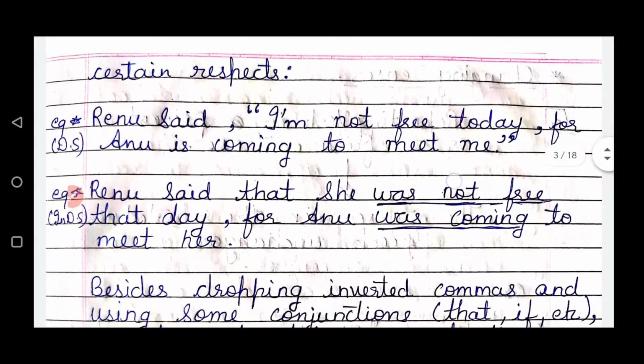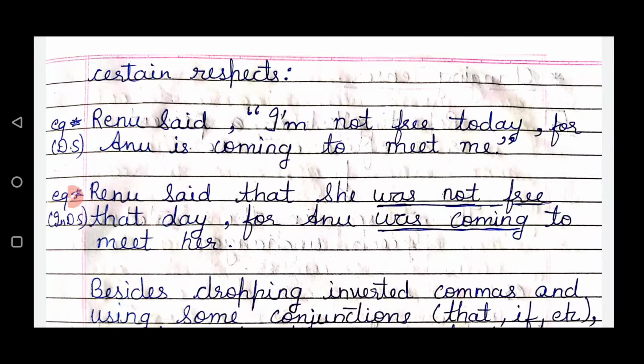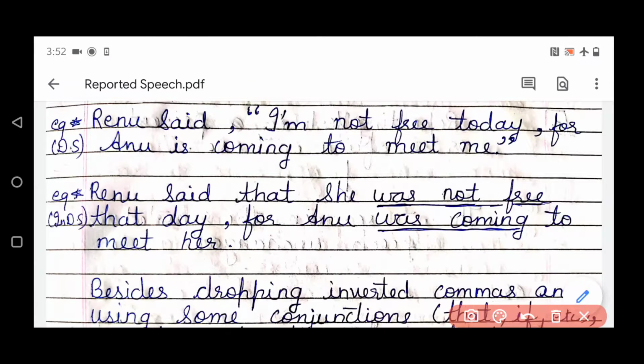Okay, so now again I am giving you 2 examples. Renu said, "I am not free today for Anu is coming to meet me." Just check the tense. I am not free today. Anu is coming to meet me. And now just see the reported speech.